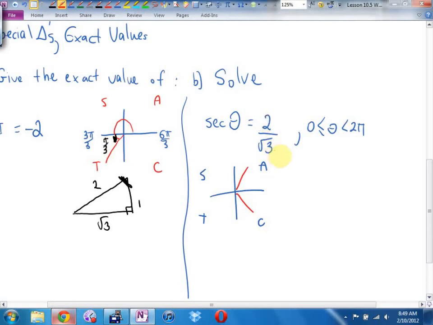Here, we're going to have to say, well, I have a 2 and a root 3. Do I have a triangle with a 2 and a root 3 in it? Yeah. 1, 2, root 3. Which of these two angles has a secant of 2 over root 3? The bottom one or the top one? Secant goes with cosine, secant is hypotenuse over adjacent. Which of these angles has a hypotenuse over adjacent of 2 over root 3, Justin? The bottom one or the top one? How big is that angle right there? Pi by 6.